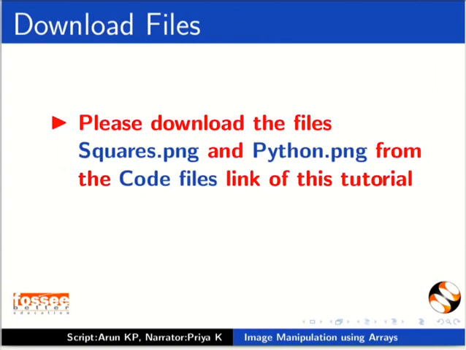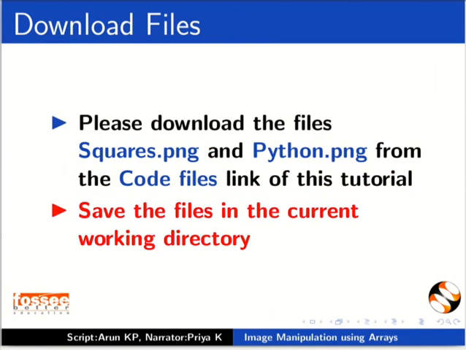Please download the files squires.png and python.png from the code files link of this tutorial. Save the files in the current working directory. First, we will learn how to access parts of an array. For this purpose, we shall use the image squires.png present in the current working directory.